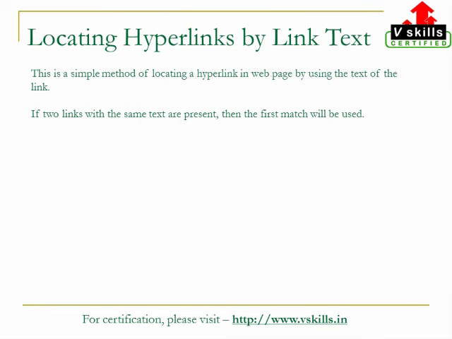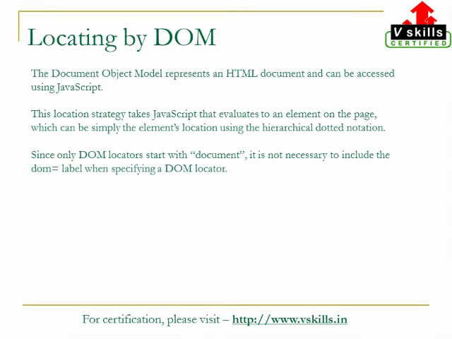Locating hyperlinks by link text. This is a simple method of locating a hyperlink in a web page by using the text of the link. If two links with the same text are present, then the first match will be used.